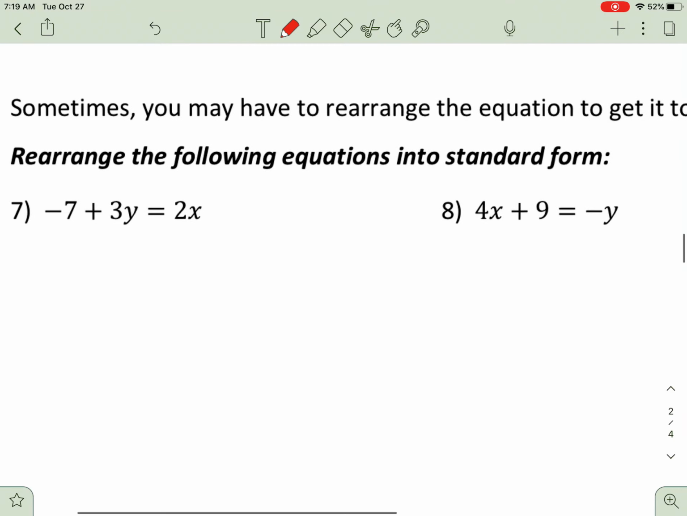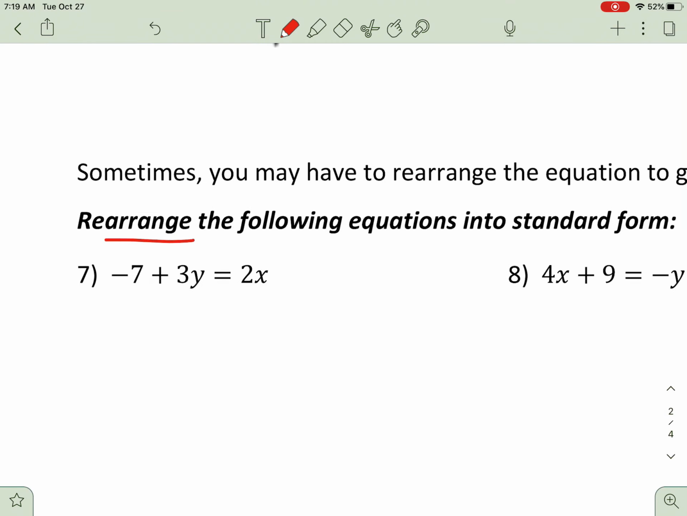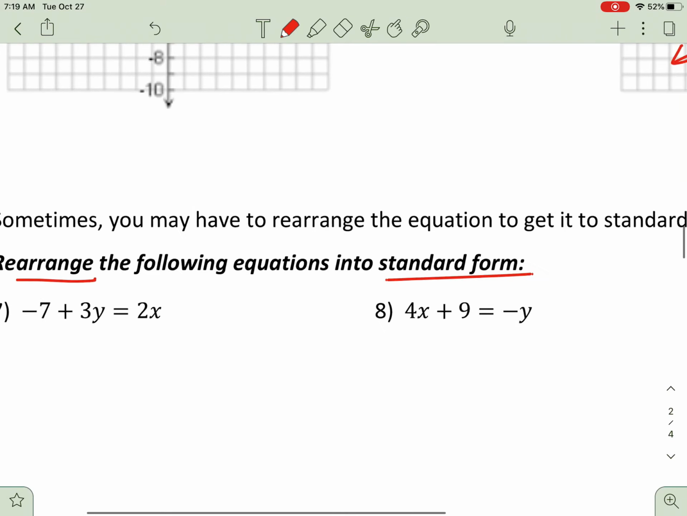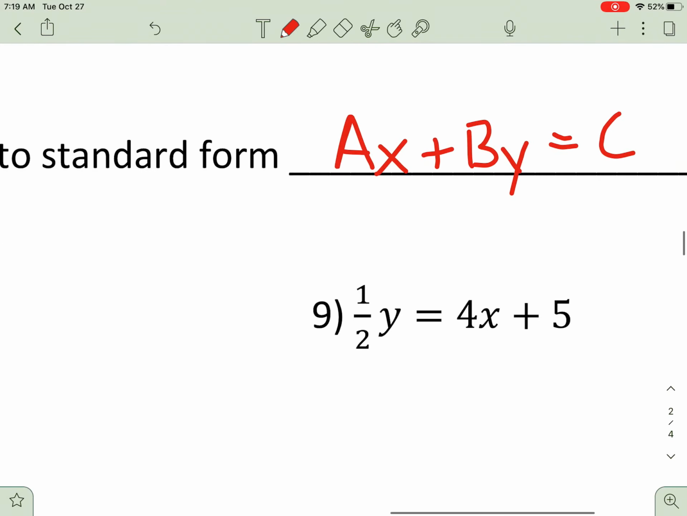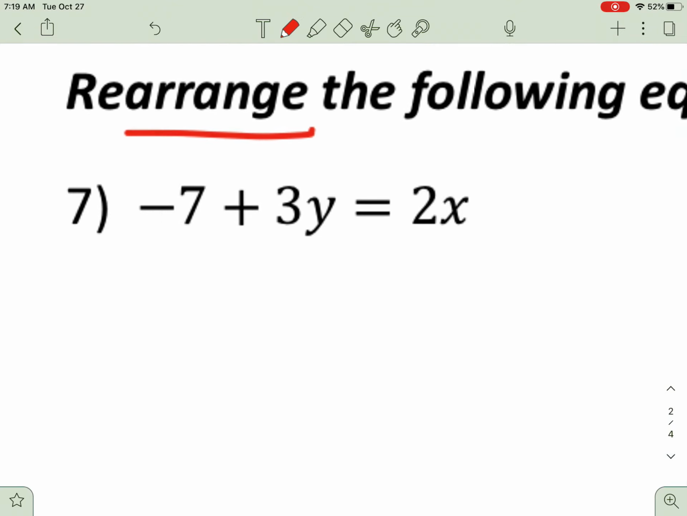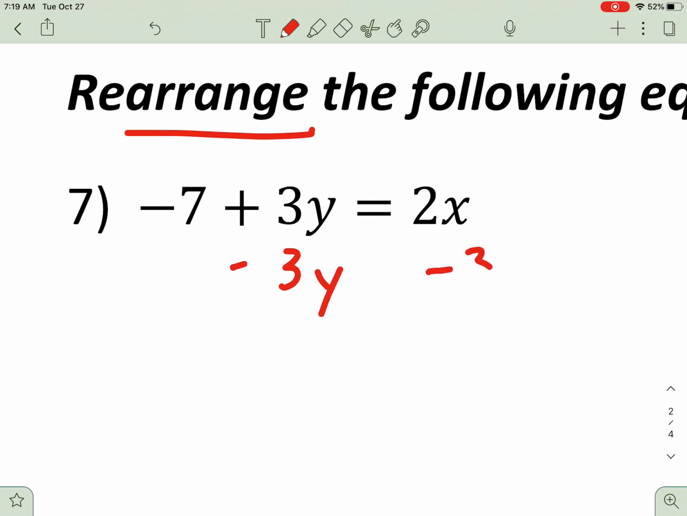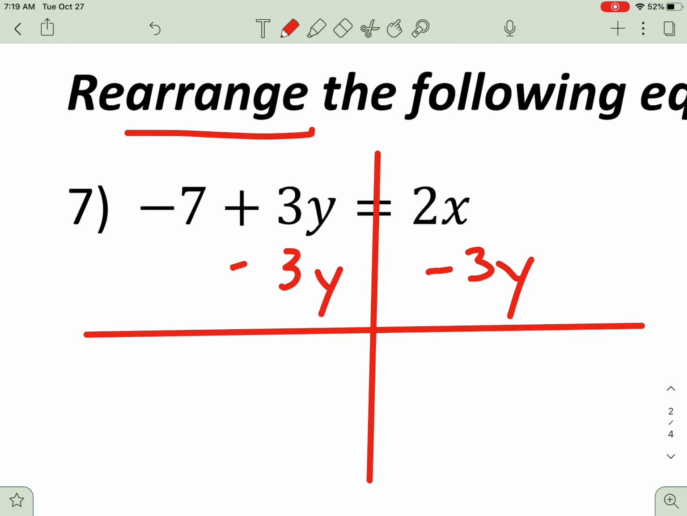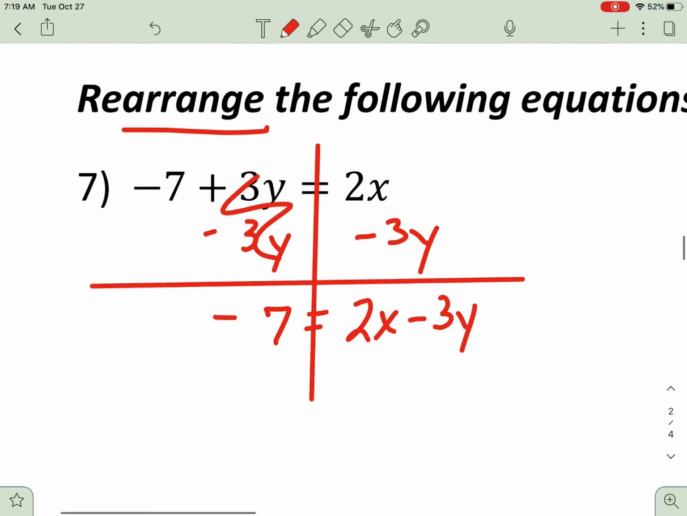So we're going to do that with these next ones. It's kind of like what we've done before. So again, we're going to rearrange into standard form. So that means we want Ax and By. So essentially we want x and y on the same side. So notice here we do not have that. So we're going to add 7 to the other side. Or, better yet, let's subtract 3y from both sides. Okay. So now I have negative 7, because this cancels, equals 2x minus 3y.